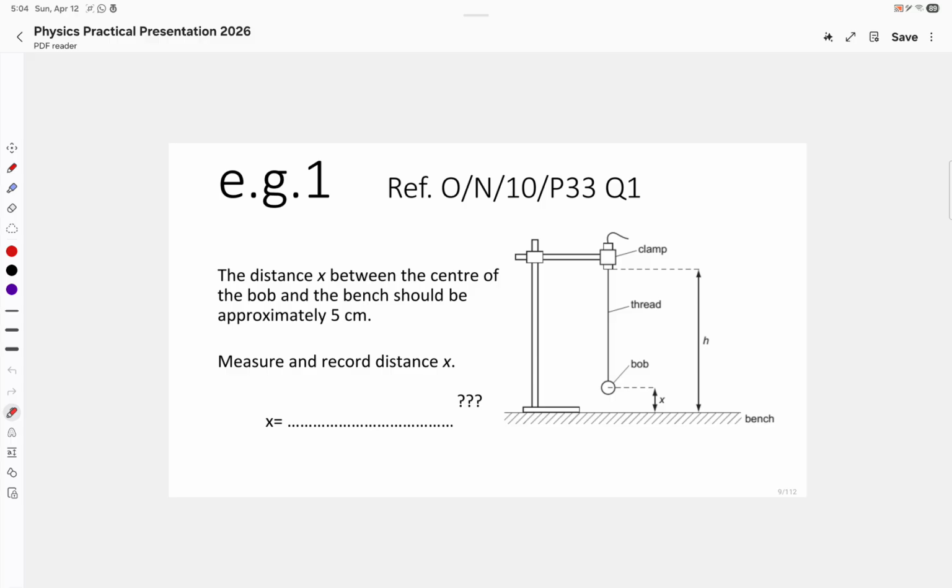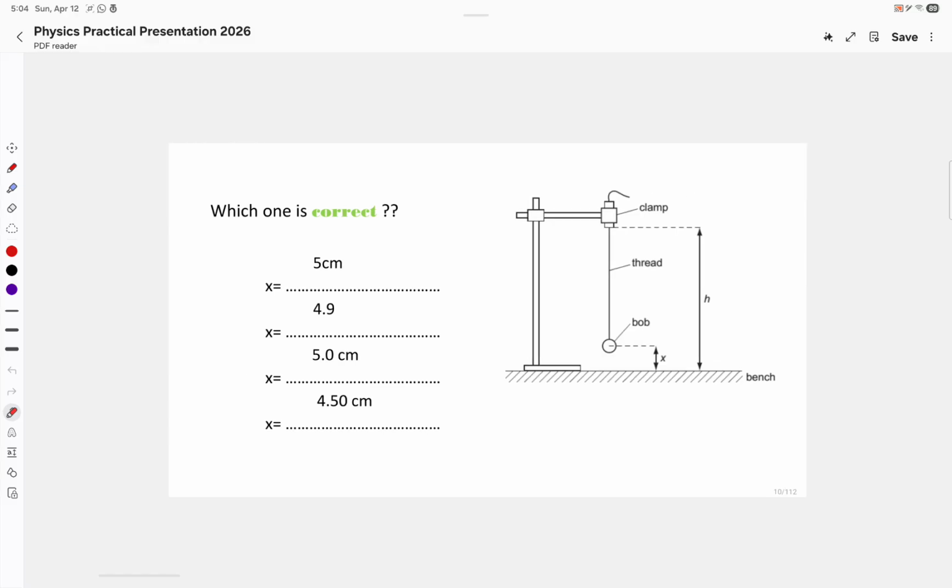So instantly the weaker candidate, or those who have not prepared themselves enough for the exams, might take advantage of this, knowing the answer, and instantly write 5 centimeter, which is a wrong way, and you will definitely lose a mark. In the next slide I will show you 4 options for the value of x, and which one is correct.